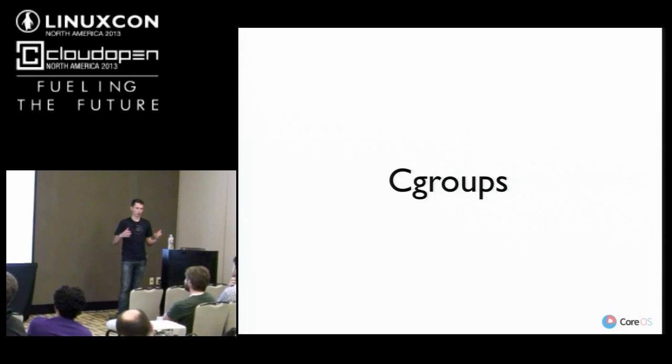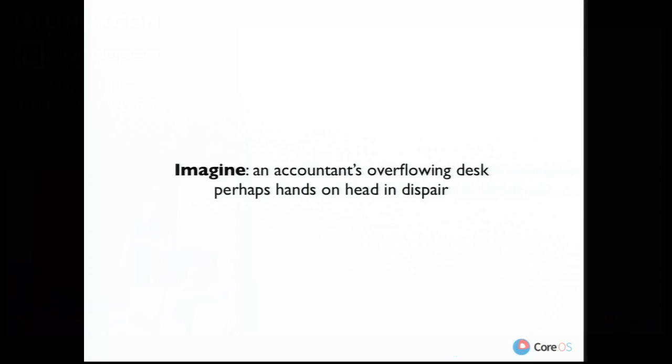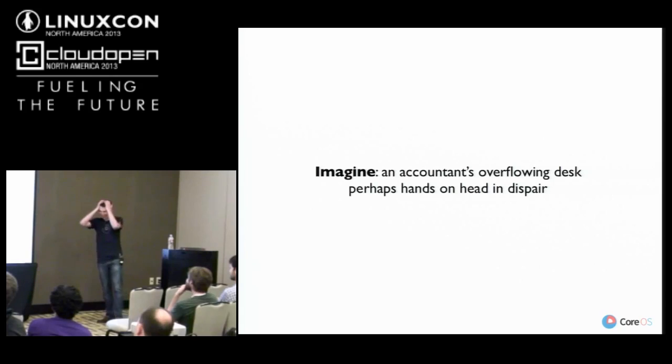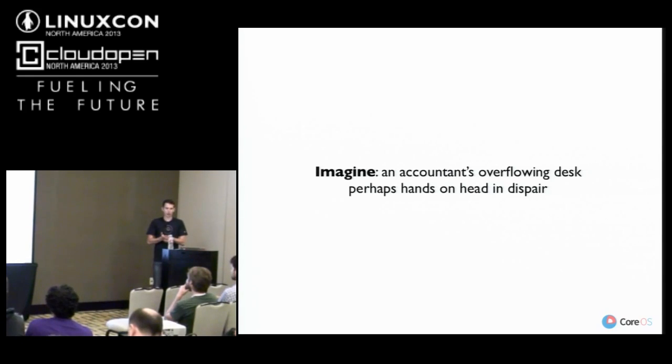What cgroups allow us to do is create accounting. Why don't we just turn to another photo? So imagine an accountant's desk overflowing with paperwork. His hands are on his head in despair, which is misspelled. And so what cgroups allow us to do is they're like the accountant.